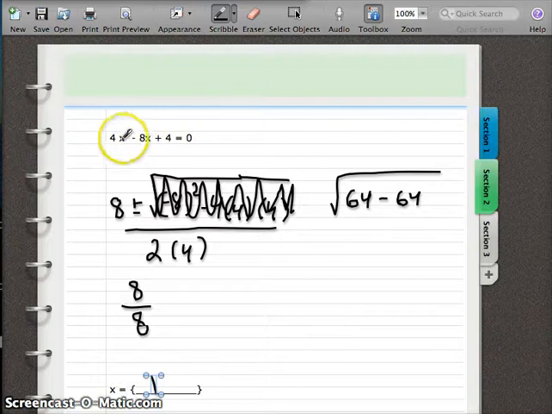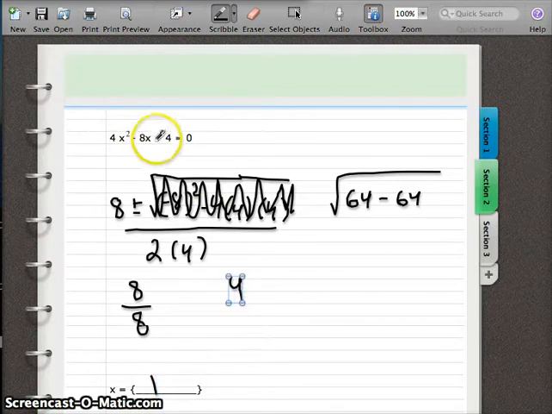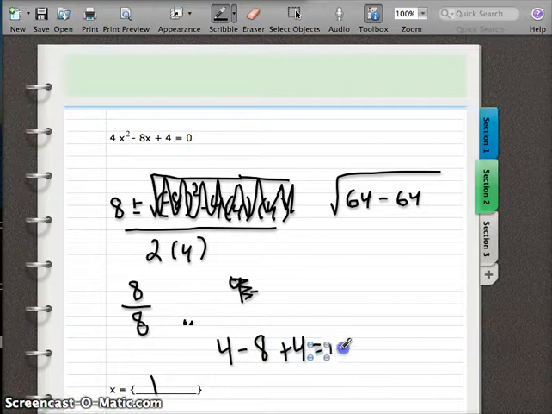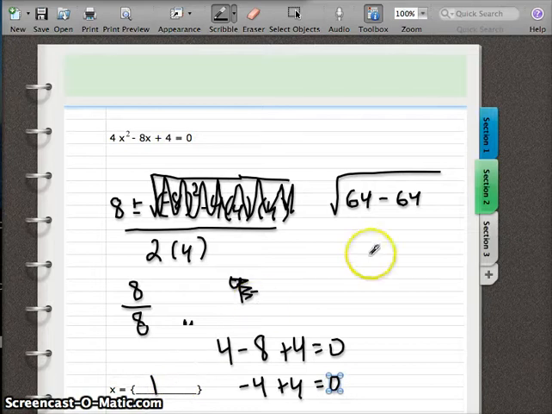So let's plug it in. 1 times 1, 1 squared right here, that's 1. 4 times 1 is 4. Minus 8 times 1, that's -8. Let's write it over here: 4 minus 8 plus 4. Does that equal 0? 4 minus 8 is -4, and -4 plus 4 does equal 0. So x equals 1.